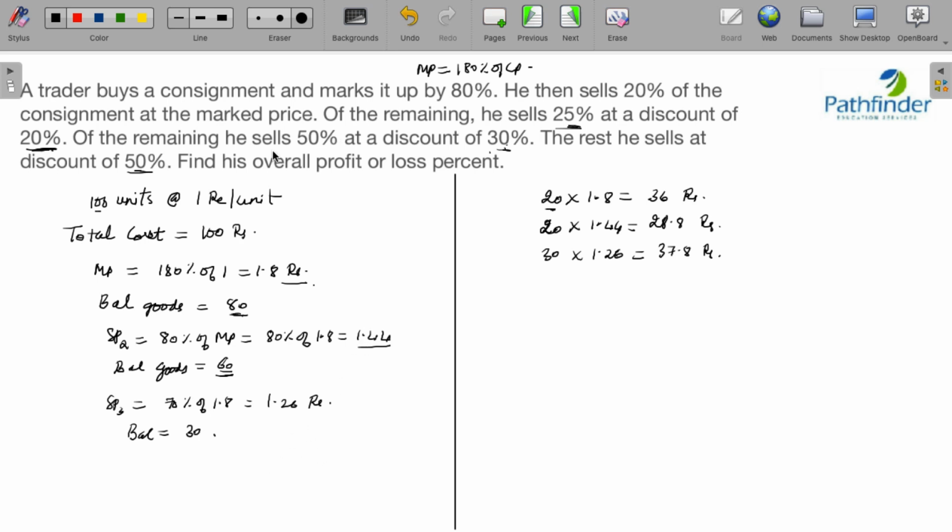And these 30 goods he sells at a discount of 50%. So the remaining 30 goods he sells at a discount of 50%. So 50% discount means 50% on 1.8, that is 0.9 rupees. So into 0.9, which will give him 27 rupees. And so the total should be 129.6 rupees.